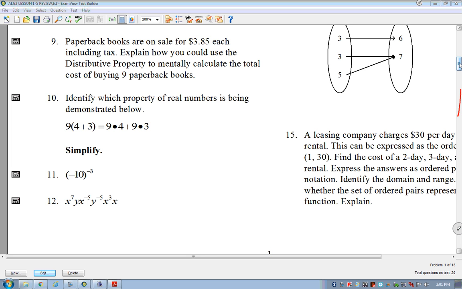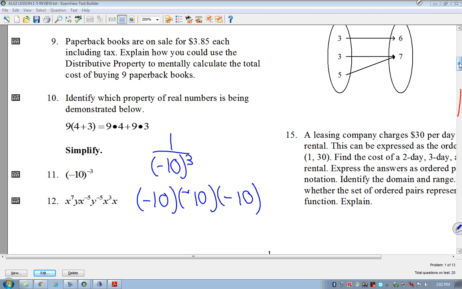Let's see, number 11, negative 10 to the negative third. All right, so let's start on the right foot. We're not going to take 10 to the negative third even, right? What do we need to do? We need to get this exponent positive. How do I do that? Okay, so transfer it below. Now I've got negative 10 cubed, right? So that is negative 10 times negative 10 times negative 10. Well, what's negative 10 times negative 10?